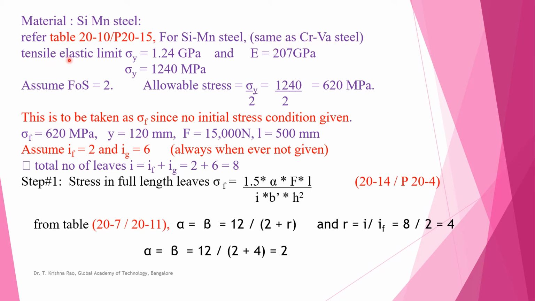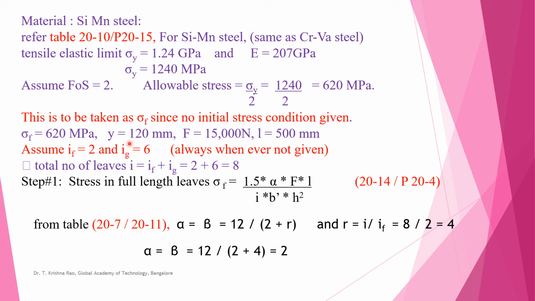The value of tensile elastic limit is 1.24 GPa. That comes to 1240 MPa. E is given as 207 GPa. We assume a factor of safety of 2. Then allowable stress will be 620 MPa. E value is 207 into 10 power 3.